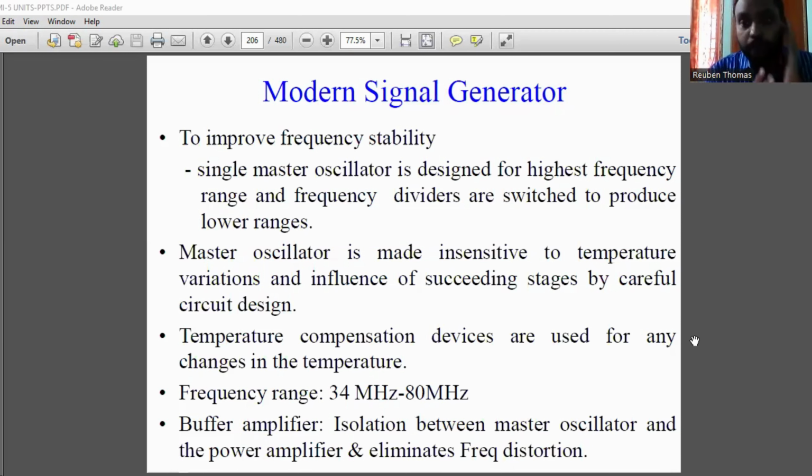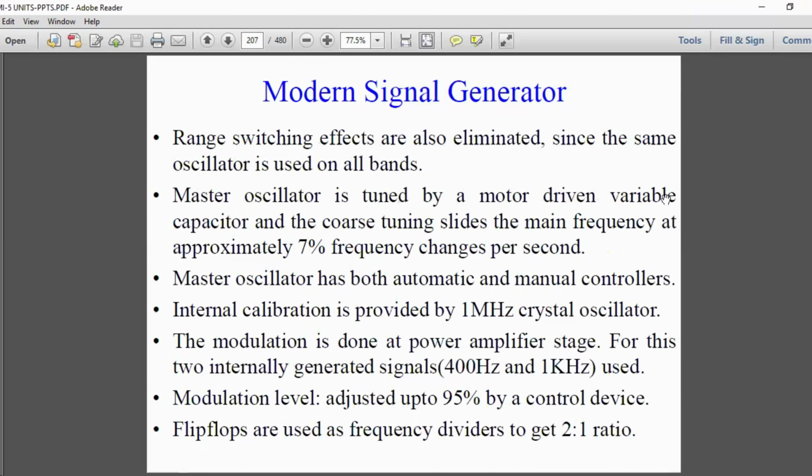Coming to the buffer amplifier, it provides isolation between the master oscillator and the power amplifier, which eliminates frequency distortions. The range switching effects are also eliminated, since the same oscillator is used in all the bands. The master oscillator is tuned by a motor-driven variable capacitor, and the coarse tuning slides the main frequency at approximately 7% frequency change per second.